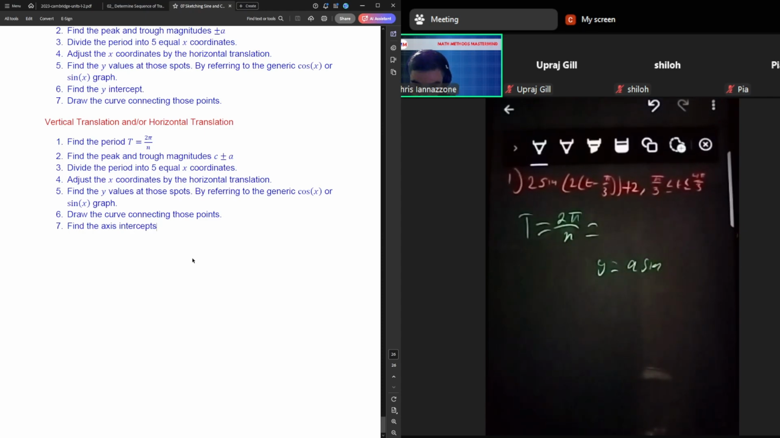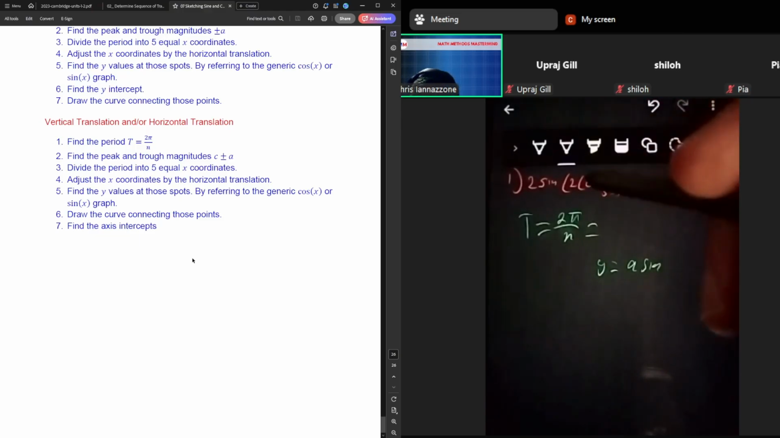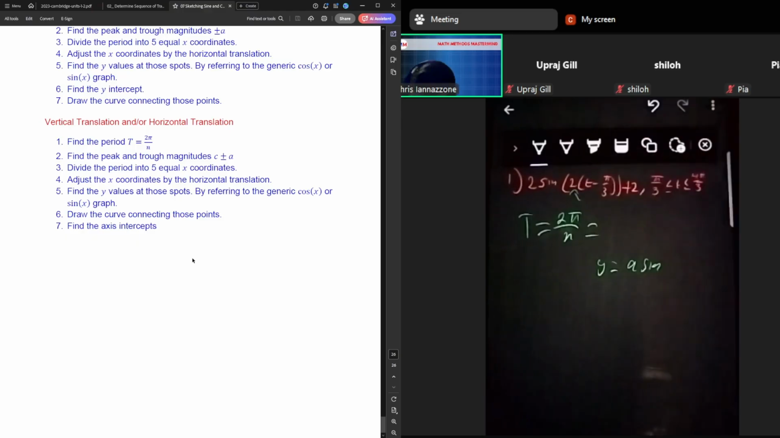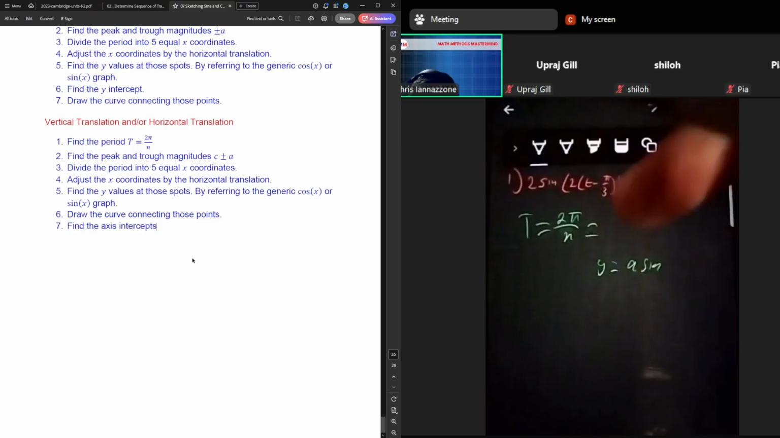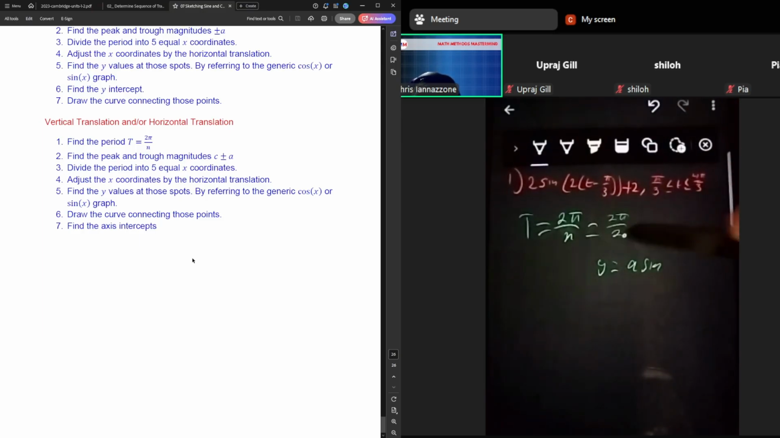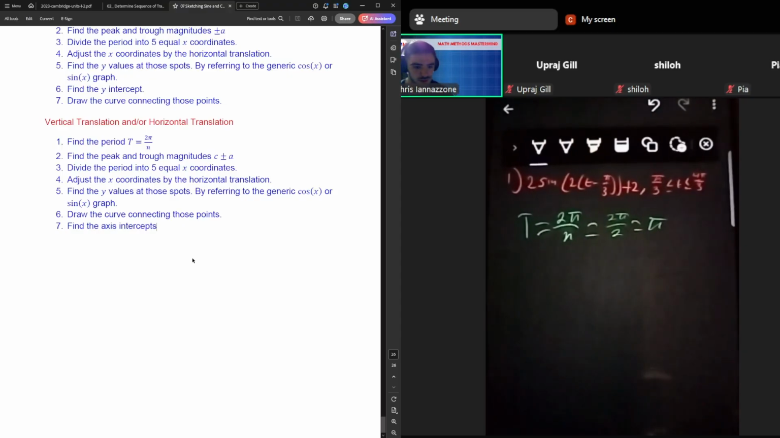Pi. Yeah, the period overall will be pi, correct? As far as the n value itself, that would be the coefficient on the, in this case, t. And so you'd do 2 pi divided by 2 for a final period of pi. Yeah. 2 pi divided by 2, period is pi. Cool. All right, that's step 1 done.